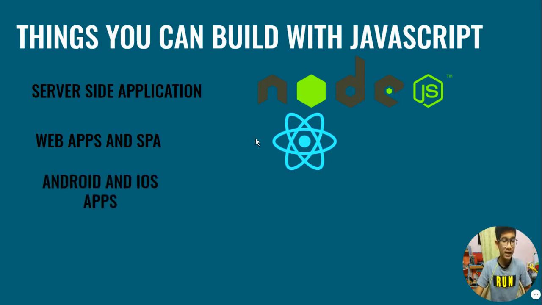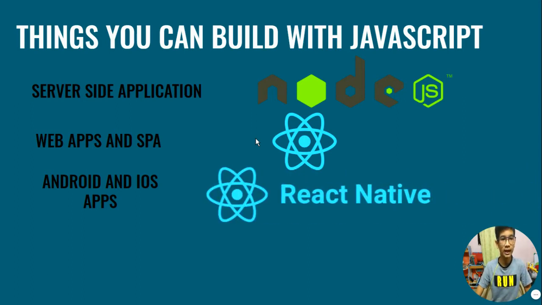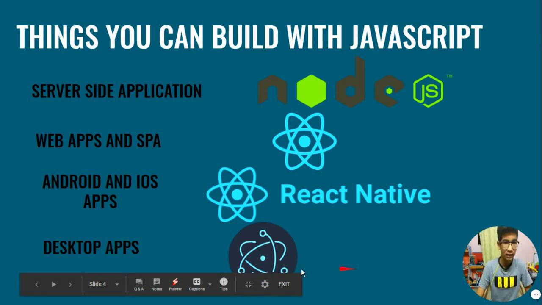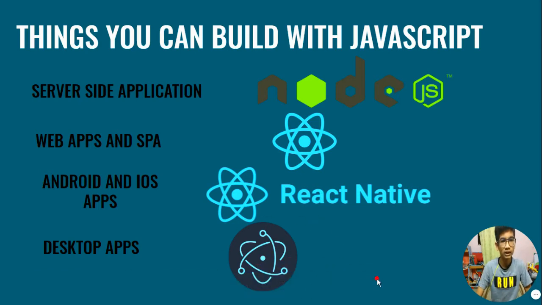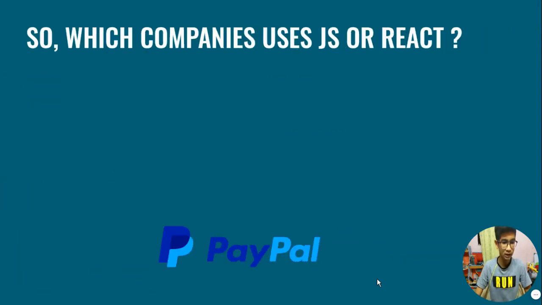Then we have Android and iOS apps, so we can use React Native for building Android and iOS apps with JavaScript. So all these things are using JavaScript. We can make desktop apps using Electron.js. This is the logo of Electron.js. And you can build many more things like games and all those things. For games, you can use Three.js.